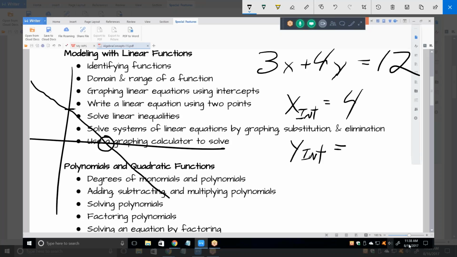And if I'm on the y-intercept, what's the x value? 0. Okay, that's what you've got to remember. Y-intercepts have x values of 0. X-intercepts have y values of 0. Now tell me the y-intercept on this function. What do you have to do? You have to set x equal to what?